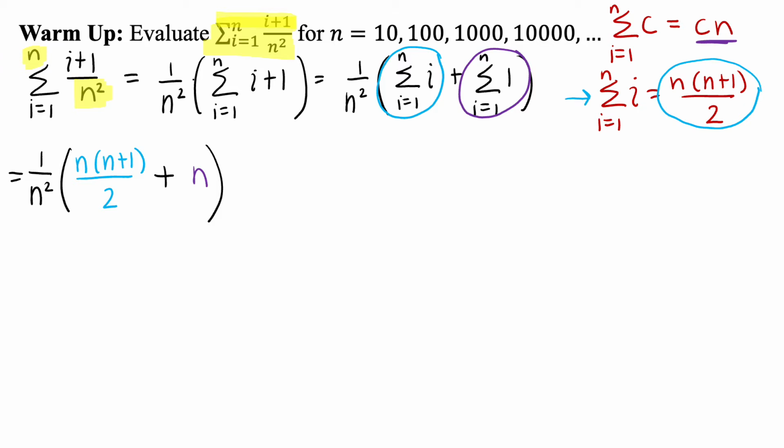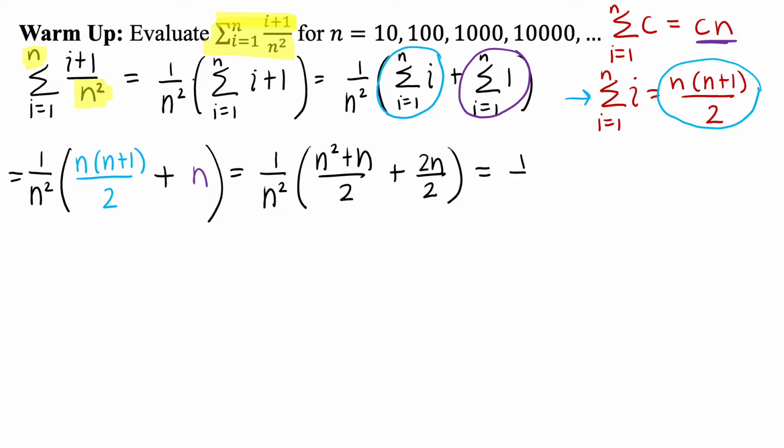Now we want to simplify before we go ahead and plug in. So let's write this as 1 over n squared times (n² + n)/2 plus, and I'm going to change this n to be 2n over 2. So I think it'll make it a little bit easier for me to simplify. So this becomes 1 over n squared times (n² + 3n)/2.